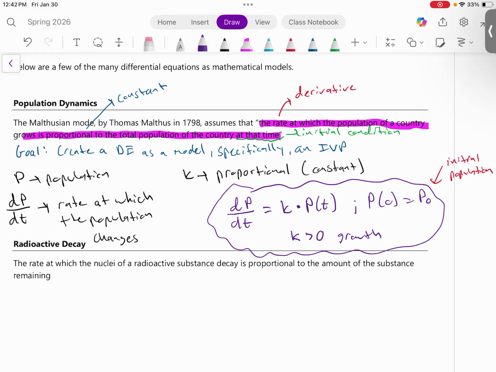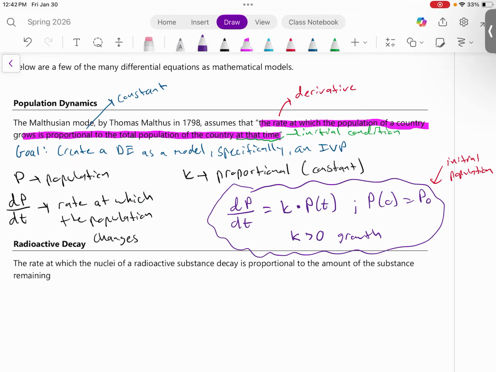So the Malthusian model is already a well-established differential equation. Okay, we did not just create this right now. It's well established. It's been well used for centuries, but it's just a good practice of breaking it apart and seeing how the statement helps develop the initial value problem and helps create this mathematical model. Okay, so that's our first one.